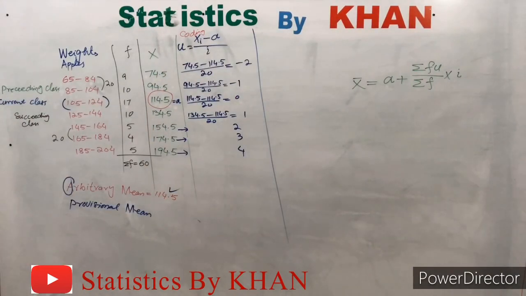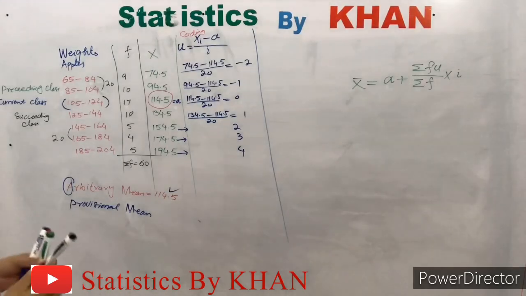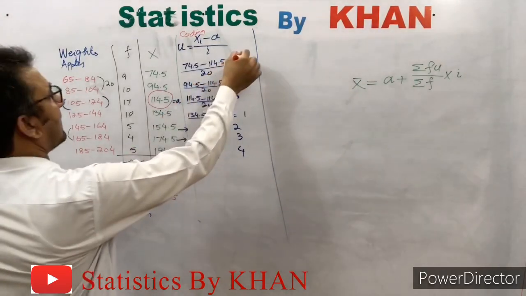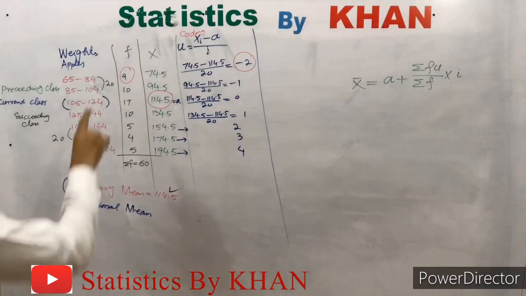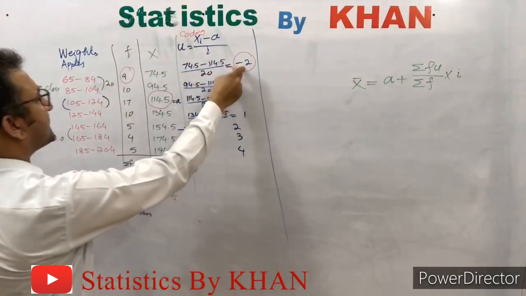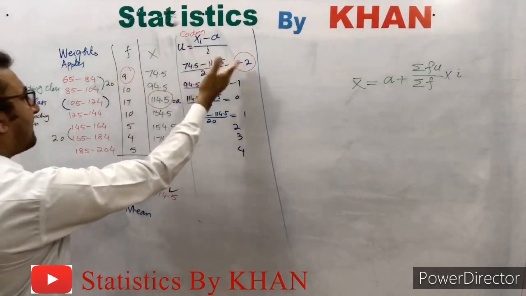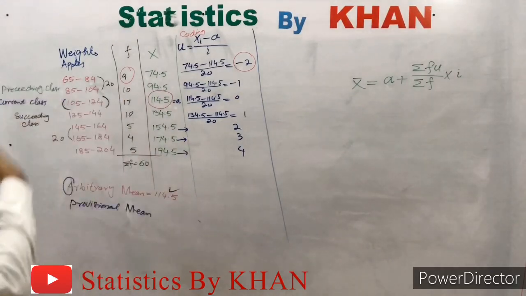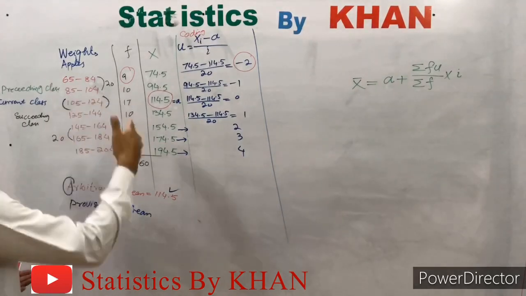And finally we need I, the class interval, which has already been discussed, equal to 20. Okay, so we have to determine summation fu. For that, we will multiply f and u, that is, the corresponding values of u and f. Now this is the logic. Instead of multiplying 9 by x, we are multiplying 9 by minus 2. This is easier in computation: 9 multiplied by minus 2 is easier as compared to 9 multiplied by 74. So this was all about the coding method. Why do we follow the coding method? The reason is that it brings ease in computation.